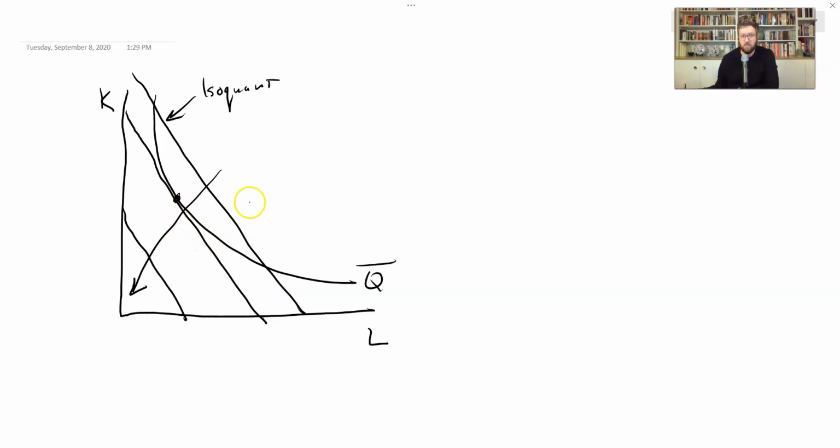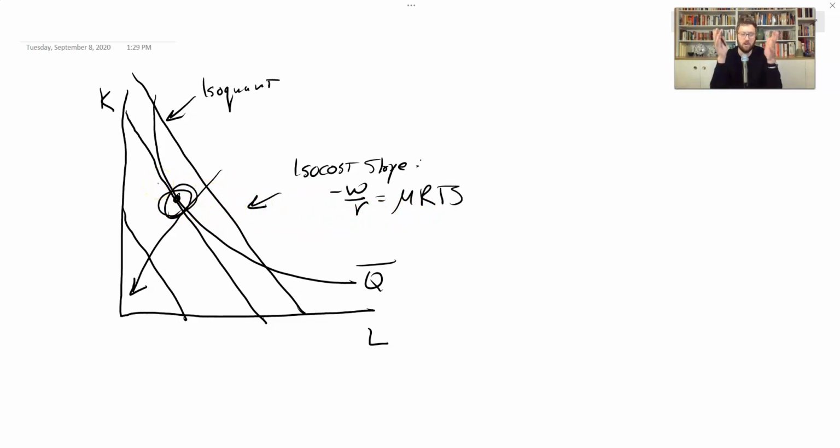And remember, the slope of these isocost curves is negative W over R, okay? And the slope of this isoquant is the marginal rate of technical substitution. So right at this point, where the isocost curve just barely touches the isoquant, the slope of the isocost curve is the same as the slope of the isoquant. And so we're going to have this condition here.